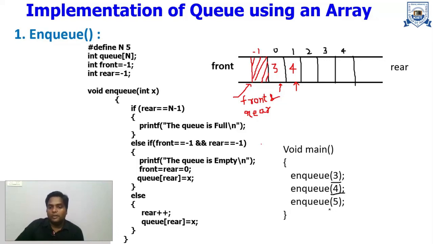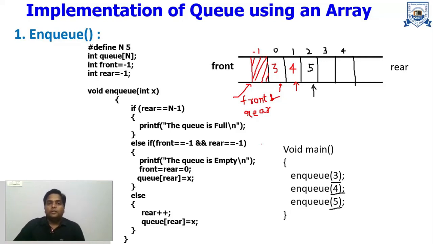Now we want to insert another element, that is 5. Then again we check all these conditions. Rear equal to n minus 1? No, right now rear is not equal to n minus 1. Then we check whether rear and front are equal to minus 1. No, this condition is false. So we move towards the else block, rear plus plus. Now the value of rear is equal to 2 and q of rear equal to x, so q of 2 is equal to 5. In this way we perform the insertion operation.